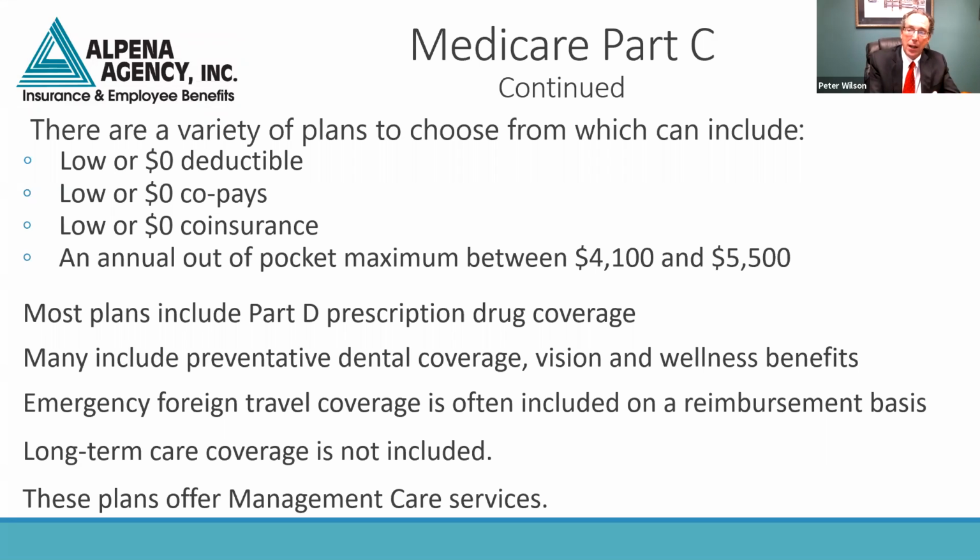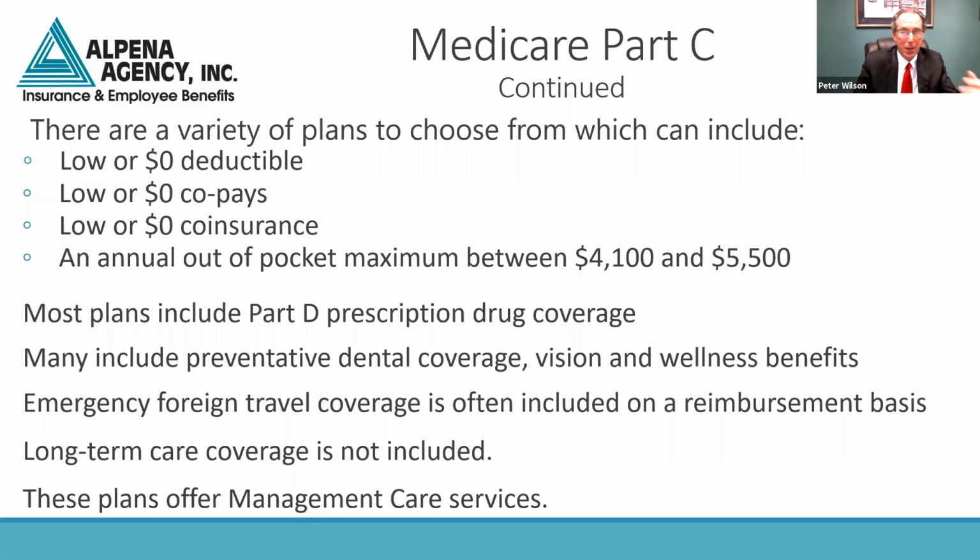So when we looked at Part A, where we said, well, if you're in the hospital more than 60 days, you have to pay that $352 a month. That could add up to $10,000 real quick. Here, it would be maxed out at $4,100 or $5,500, depending on the plan you picked. Similarly, on your Medicare Part B, where you have 20% copay for your outpatient services with no maximum out of pocket, again, this maximum out of pocket is going to come into play.